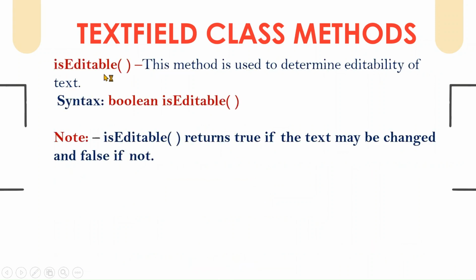If you write false, then whatever data is there in the text box cannot be modified. Now we have the isEditable method. This method is used to determine the editability of the text. So it returns true or false. Suppose you need to cross verify whether a particular text field is editable or not. So you write the text field object dot isEditable. If it returns true, then you can say that the text field value can be edited. If it returns false, you can say that the text field is not editable. So isEditable returns true if the text may be changed, and it returns false if it is not.